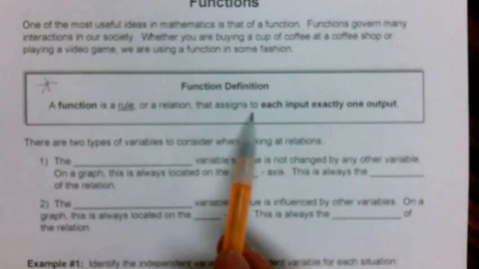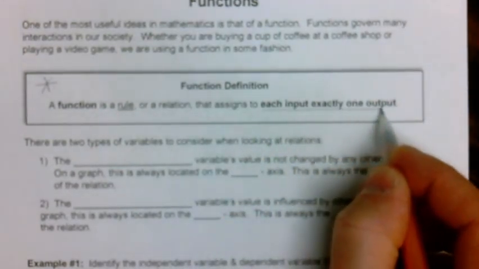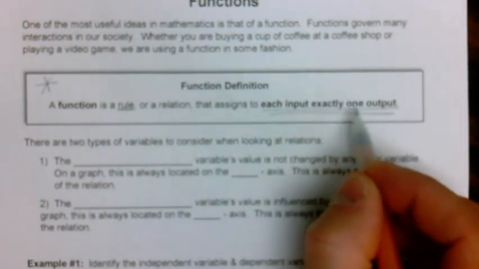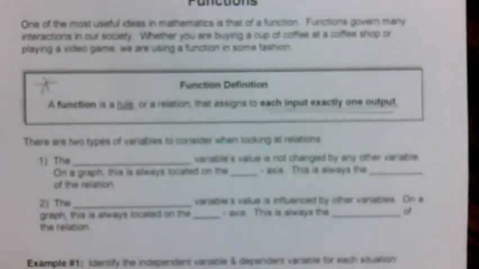A function is a rule or a relation that assigns to each input exactly one output. That's the key here. To be a function, every input can only have one output. If an input has more than one output, then the relation would not be considered a function.